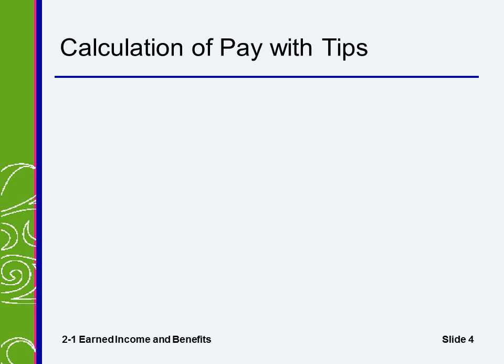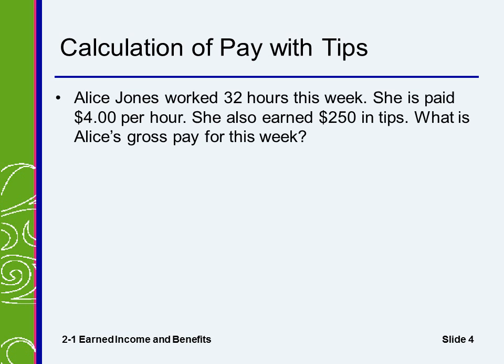You may work somewhere where you get tips. Maybe you are a waiter or a waitress. Here's an example of a problem where you figure out how much money you make with your tips. Alice Jones works 32 hours this week. She is paid $4 per hour. She also earned $250 in tips. What is Alice's gross pay for this week?